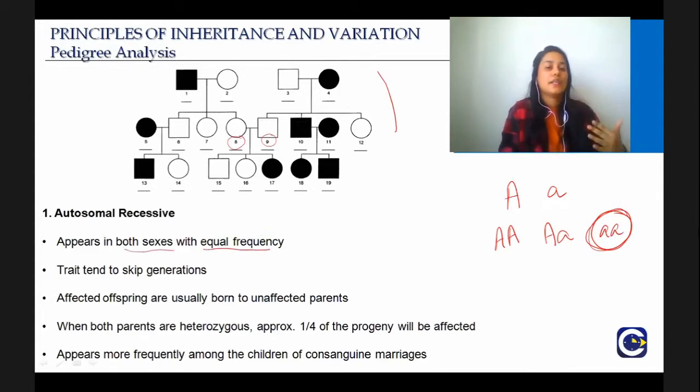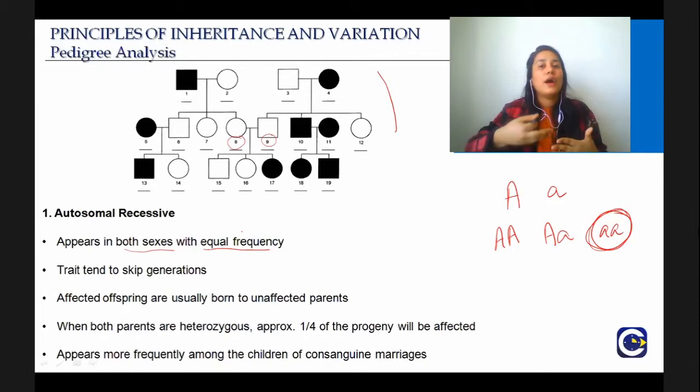Now try to pay attention. I know there are a lot of points for each one of them, but just try to understand when we are doing one. So right now, just try to understand what happens in an autosomal recessive condition. And what is a pedigree analysis anyways, by the way? A pedigree analysis will tell you how the trait passes from one generation to another.